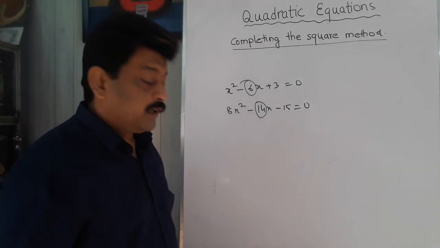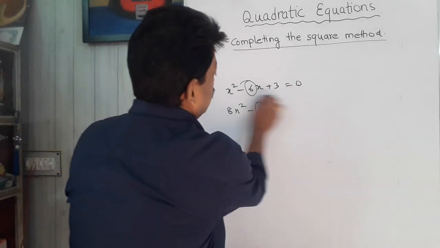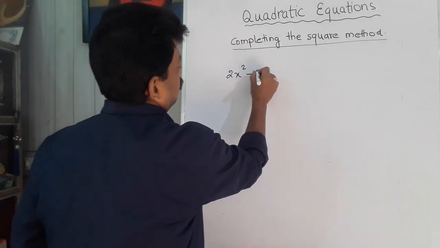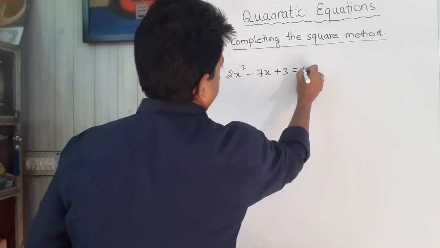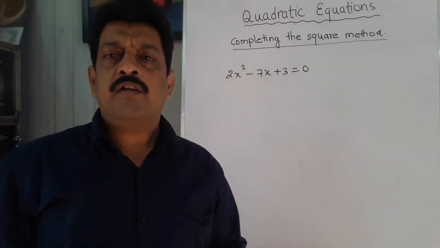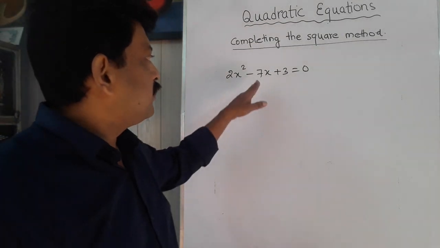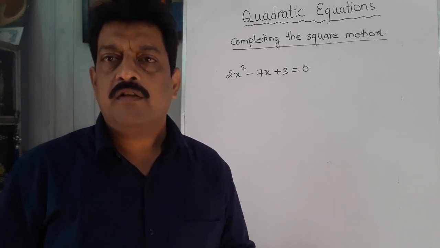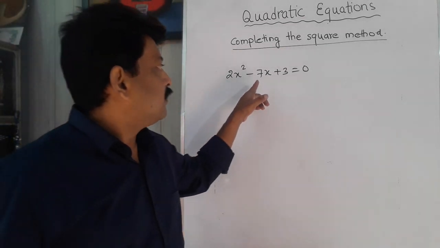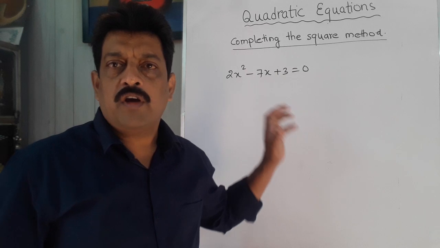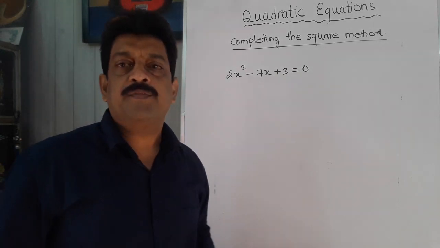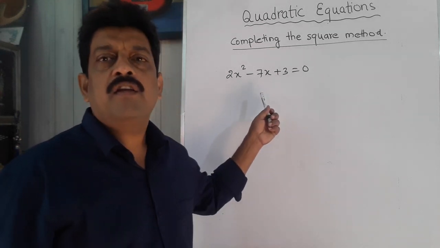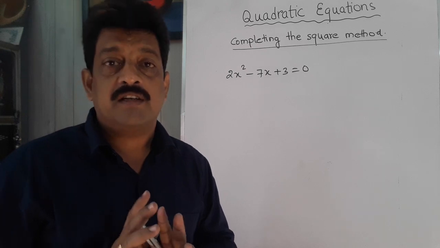Now let me give one example where the middle term is not even. 2x square minus 7x plus 3 equals 0. Now why am I telling you about even and odd? If the middle term is even, it is very easy to make it in the form of (a minus b) whole square or (a plus b) whole square or a square minus b square. But when the question comes where you find an odd number as the middle term, in that case you have to think a bit by which number it should be multiplied or divided, so that our task becomes easier.